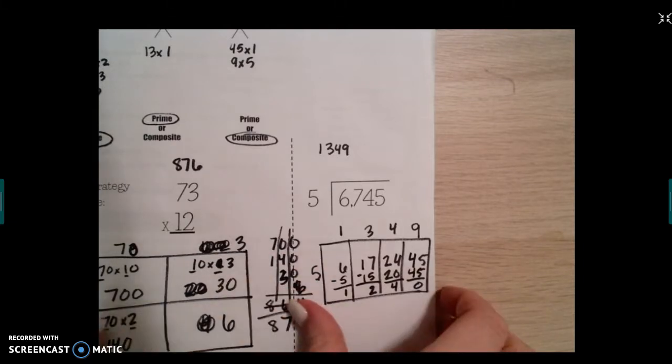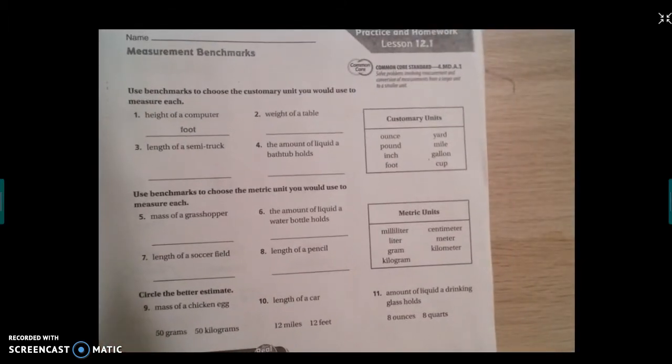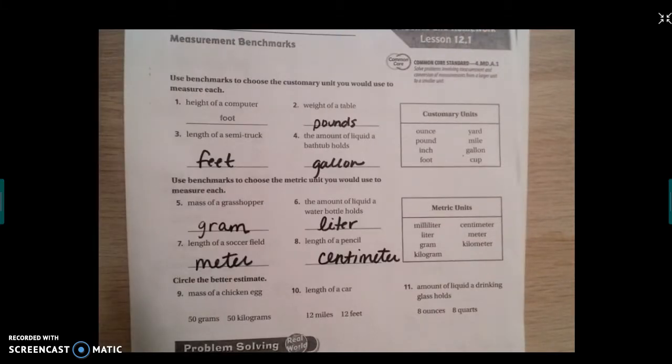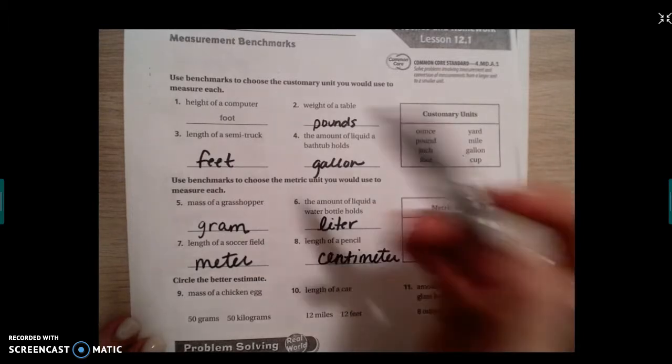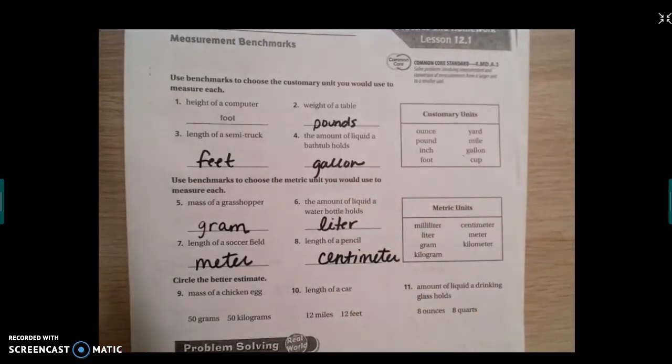All right, turn to the next page. This is measurement benchmarks. So I would like for you to try this whole page on your own and then come back to check your answers when you're done. All right, so let's go over these answers. It says use benchmarks to choose the customary unit you would use to measure each. It says the height of a computer it makes sense to use a foot.